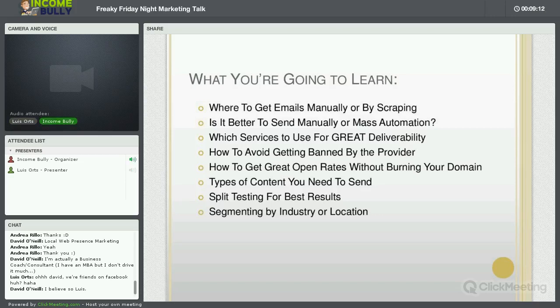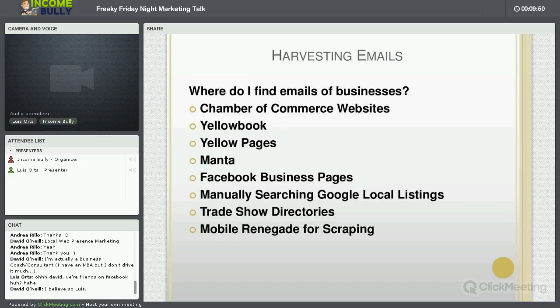Right, right. So what you're going to learn tonight, you're going to learn where you could get emails either manually or by using automation software, scrapers. Is it better to send manually or use mass automation? What services are the best for delivery? How to avoid getting banned, how to get great open rates without burning your domains, types of content you should send, split testing, and segmenting. So we're going to cover a lot. Hopefully, we're not going to be too long like we were the last couple weeks. We're just going to be rolling through this and hopefully providing you top-notch value. So I guess we could go ahead and get started into the next slide.